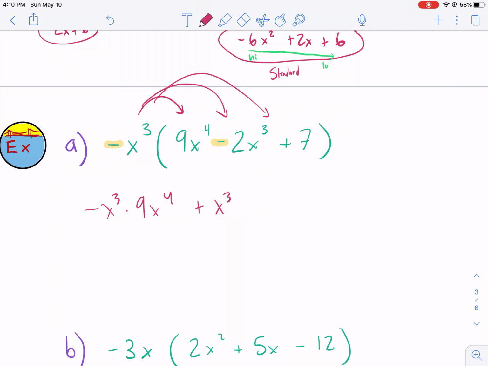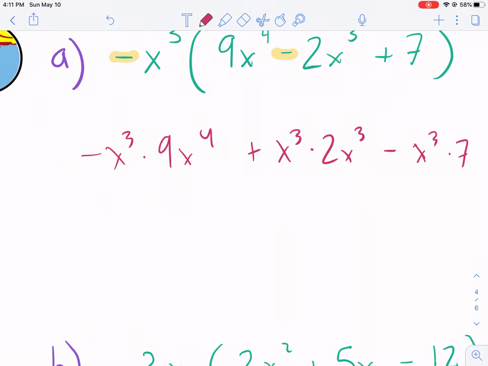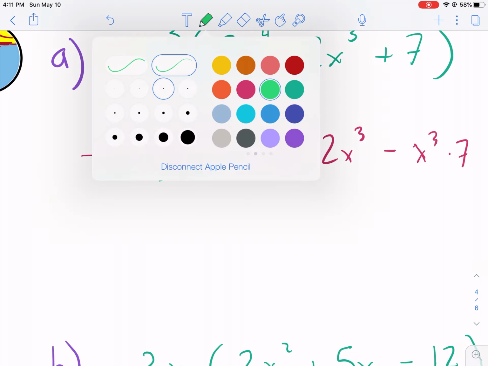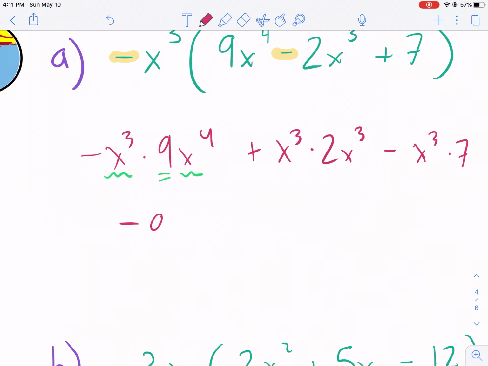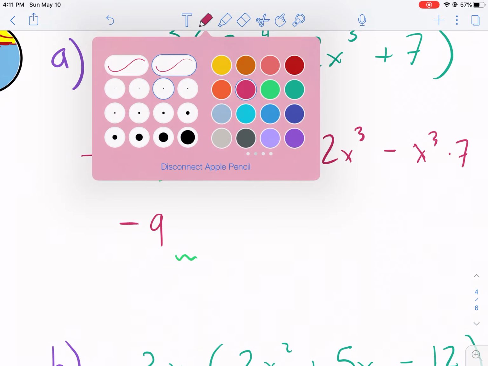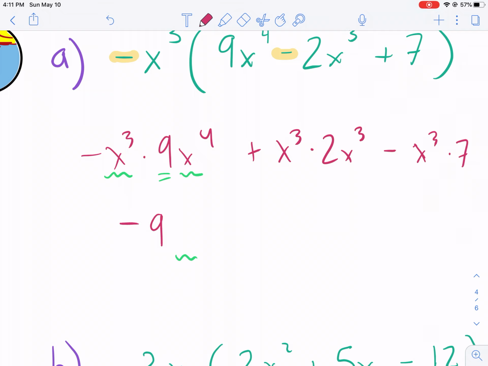Then we have x cubed times 2x cubed. Then I have a negative, because I have a negative times a positive, negative x cubed times 7. All these are unlike terms, but let's combine what we can here. So we have an x cubed times an x to the 4th. There's no other number to multiply by except the negative, so I can write negative 9. But then what do I do with the x's now? As we learned in previous sections, when we have like bases with exponents, we add the exponents when we multiply. We get x to the 7th.